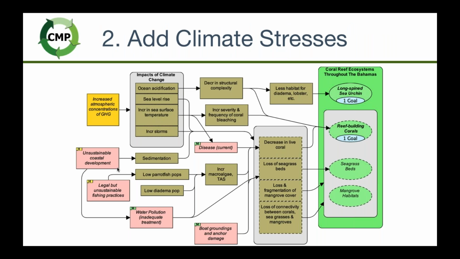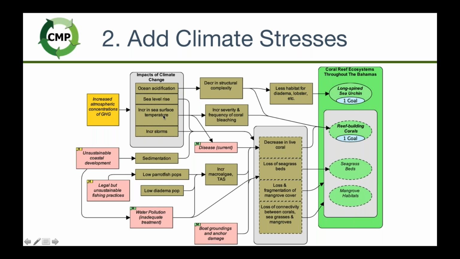Now we're going to add in climate change. So with increased atmospheric concentrations of greenhouse gases, we have a bunch of things going on. There's ocean acidification, sea level rise, increase in sea surface temperature, increase in storms. The ocean acidification decreases the structural complexity of the reefs. So a good healthy reef should have lots of little nooks and crannies that things like the sea urchins and lobsters can hide in. So when you decrease that structural complexity, you have less habitat for the sea urchins and the lobster.